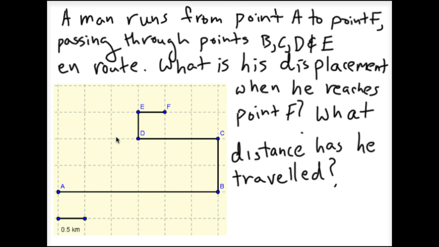Okay, let's examine a problem that has a man running from point A to point F, passing through points B, C, D, and E en route. The two questions are, what is the distance that he's traveled, and also what is the displacement? Keep in mind that the distance here is our scalar. Our displacement, on the other hand, is our vector. So for the displacement, the direction is going to matter. We're actually going to tackle that question after.